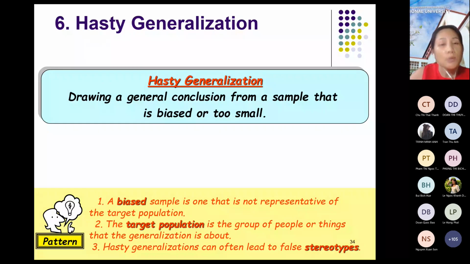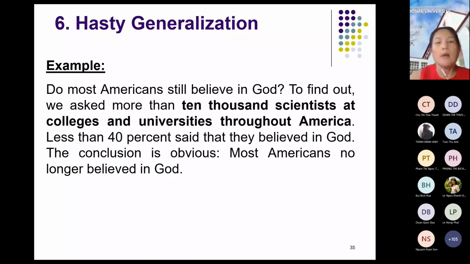In chapter 11, we will learn how to improve this kind of mistake or make it a better argument. But here, this is the fallacy, and the way to identify it is to check the sample. Got it? Now, let's look at the example here.